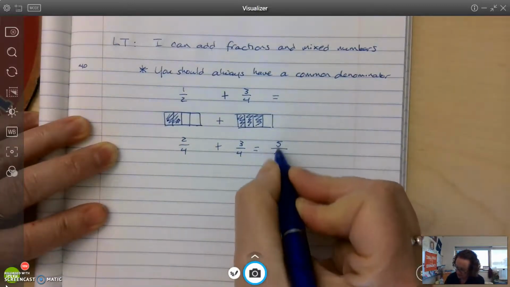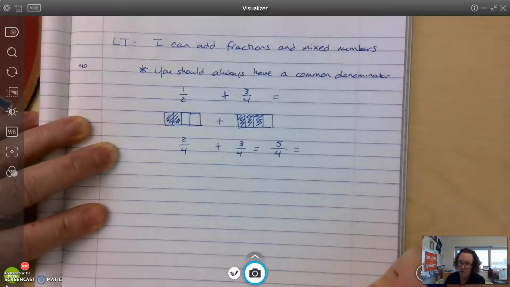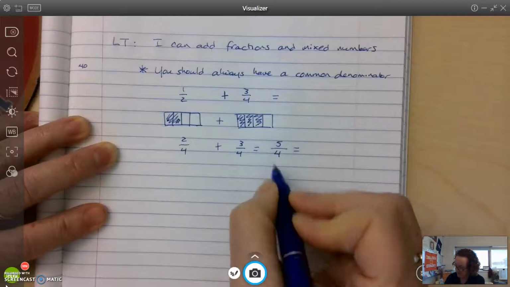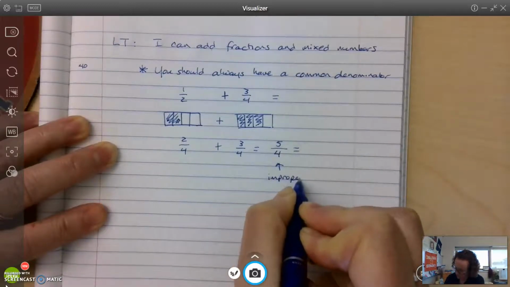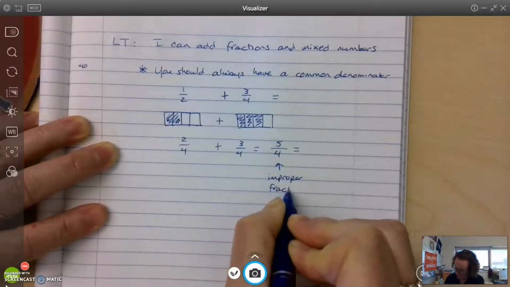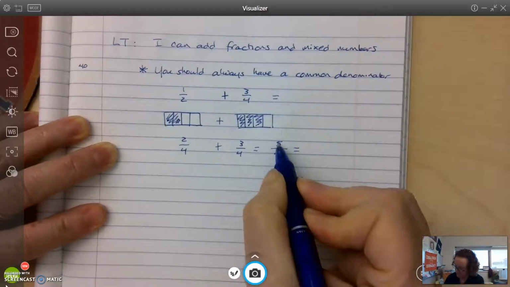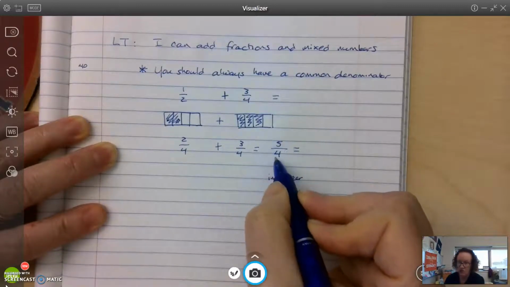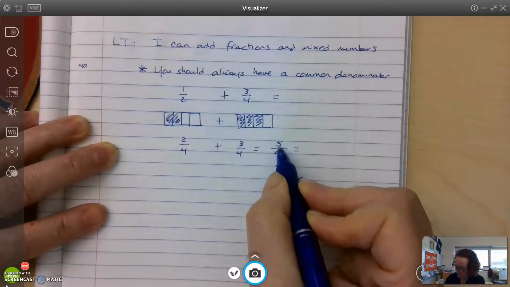When I'm adding fractions, I end up with 5/4, and I want to be able to express that as an improper fraction, which there is a place for improper fractions, but I also want to be able to express it as a mixed number. So in order to change it into a mixed number, this is also a skill that you should have, but just a quick review of it.